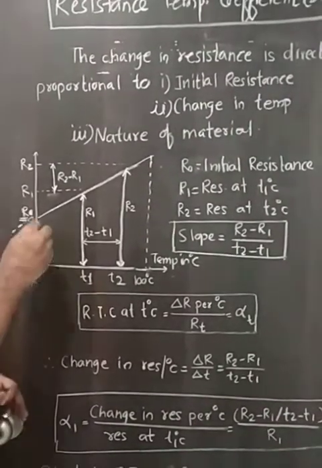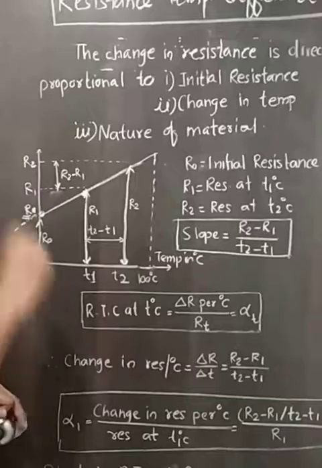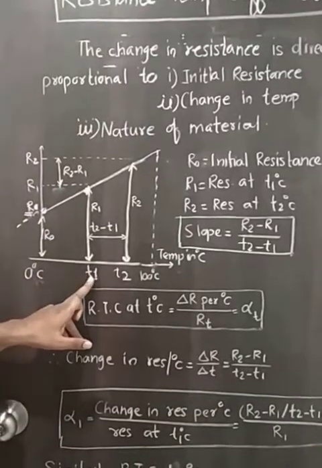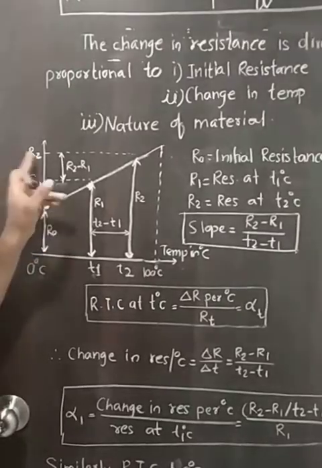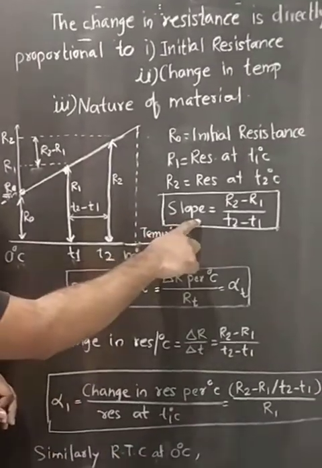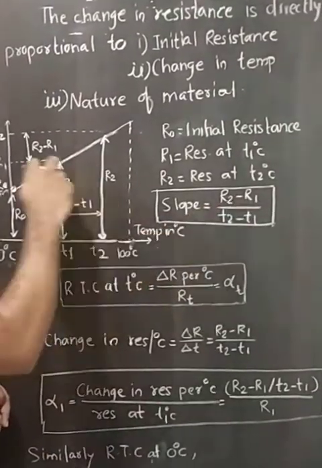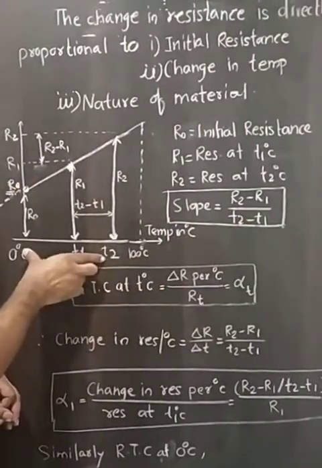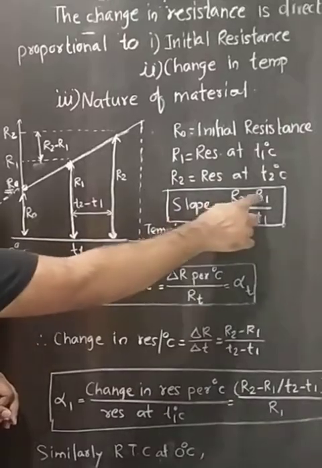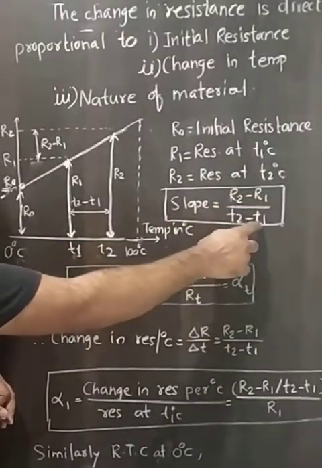So it is nothing but what? There is a slope. When temperature increases from T1 to T2, the resistance of the material increases from R1 to R2. The slope is nothing but Y2 minus Y1, where on the Y-axis there is resistance, divided by X2 minus X1, where on the X-axis there is temperature. So it is R2 minus R1 divided by T2 minus T1.